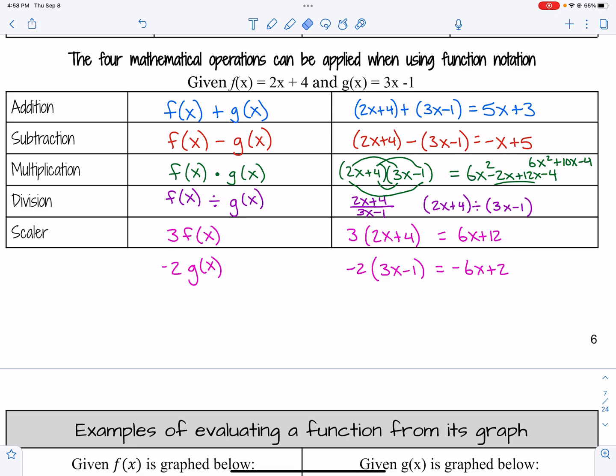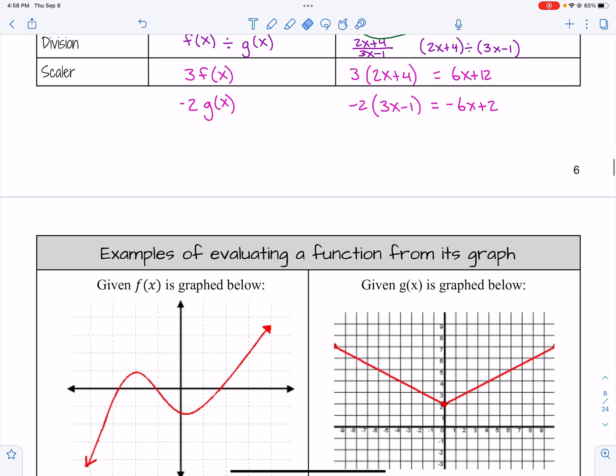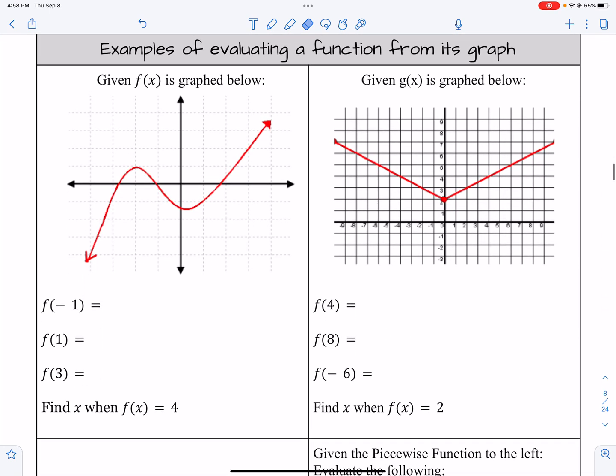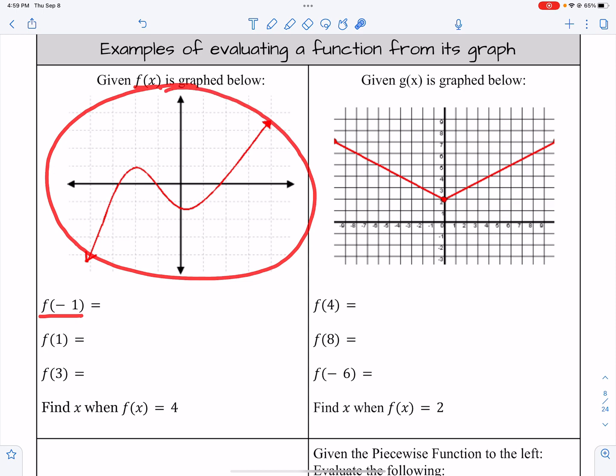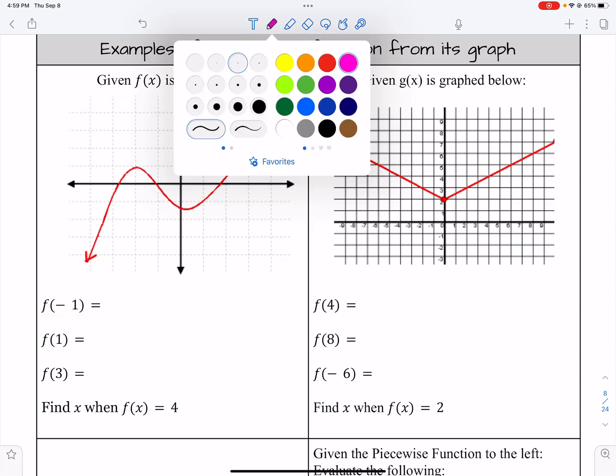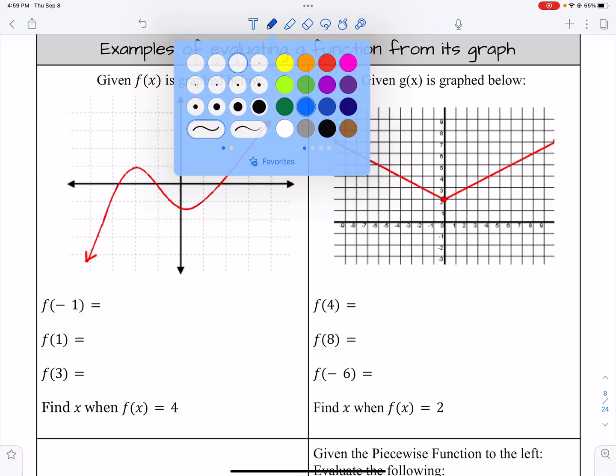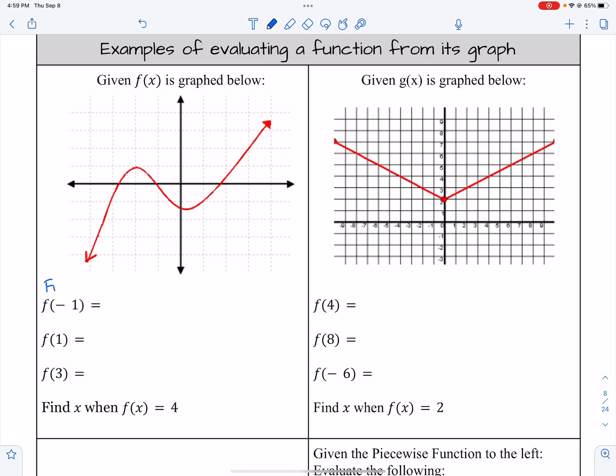All right. So let's look at a few more examples of function notation. These are examples of evaluating a function from its graph. So on this first graph, if they ask us to find f of negative 1, and f of x is this graph, you have to go and find y where x equals negative 1. So remember, that's the main idea. You're finding the y when x equals negative 1, like for this first example.